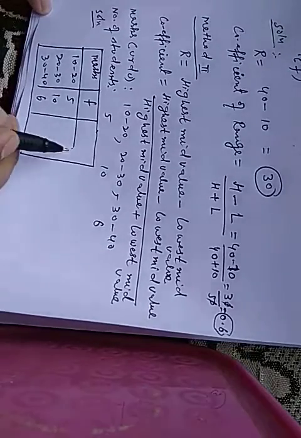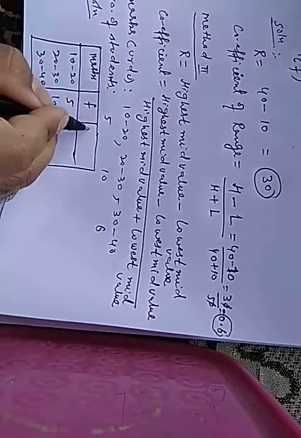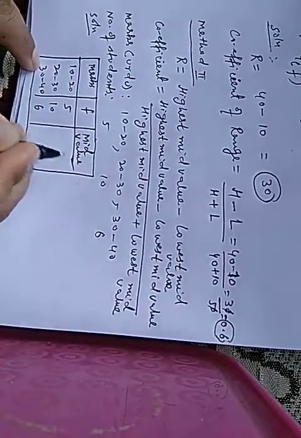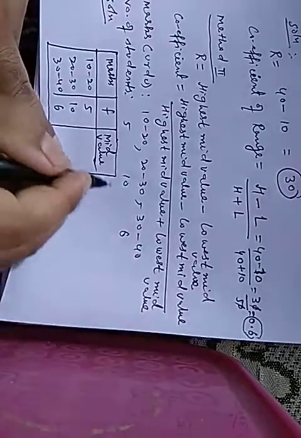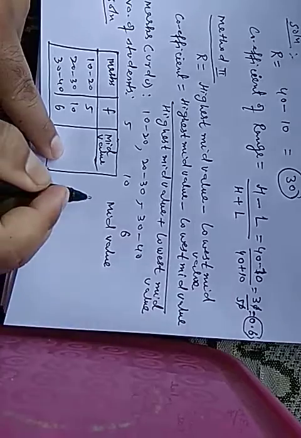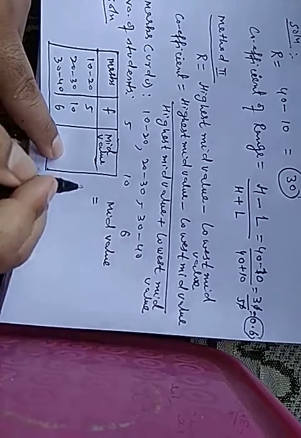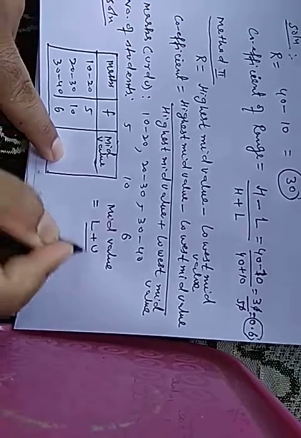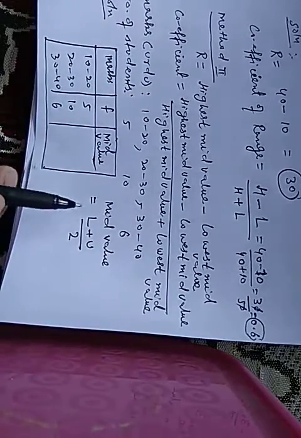And in this case we have to calculate the mid value, the midpoint of this data. Mid value is obtained with the help of this formula: lower limit plus upper limit of each class interval divided by 2. L is lower limit, U is upper limit. These are the lower limits and these are the upper limits. They are added together and divided by 2.